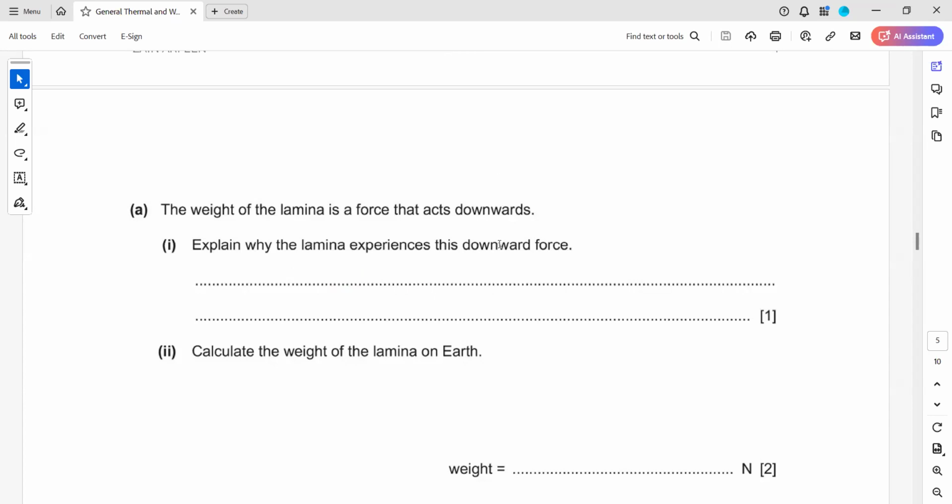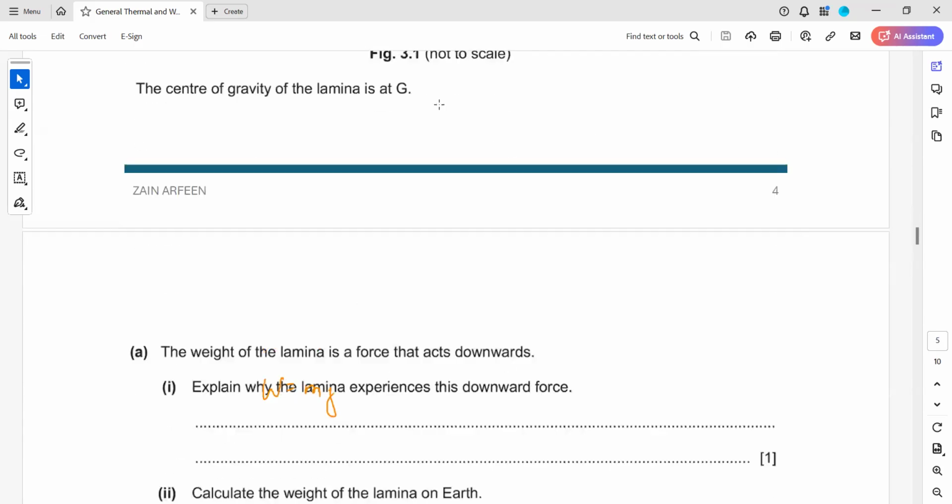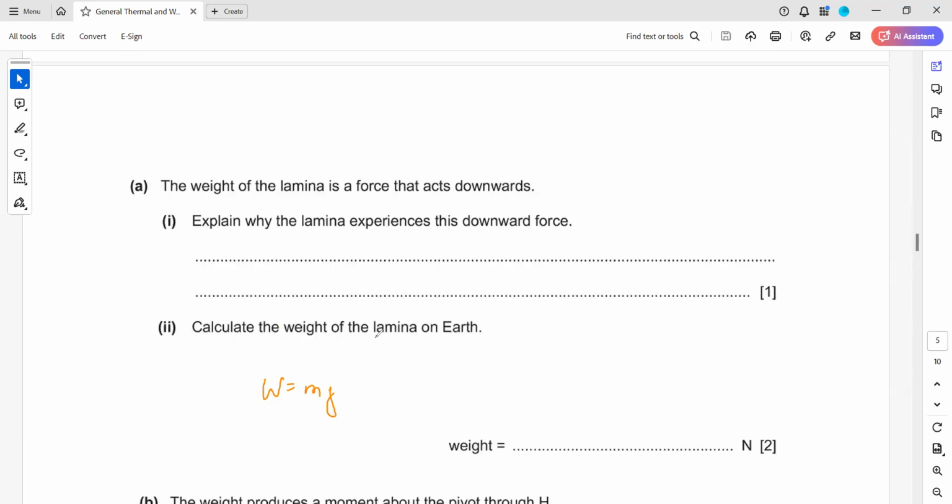Calculate the weight of the lamina on earth. So we have the formula, weight is mass multiplied by gravity. But in the question, the mass is given in gram, so you're not supposed to substitute in gram. You have to substitute in kilogram, kg. So the mass is 50 gram. We have to divide by 1000 to convert into kg, and then multiply by the acceleration due to gravity, which is 9.8. So 50 divided by 1000 into 9.8. What's the weight of this lamina? In newtons, 0.49 newtons. So if the mass is given in gram or milligram, you have to convert into kg.